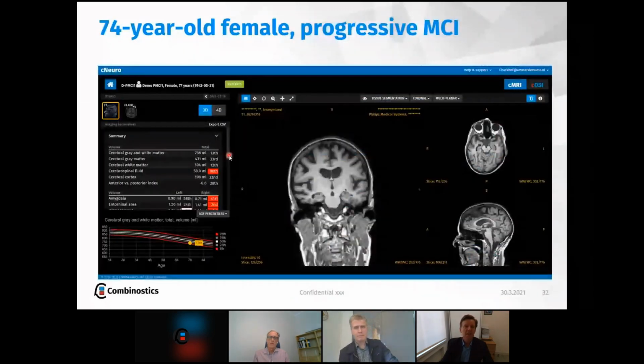And the last case I'd like to show is an ADNI case, which was a progressive MCI case in the ADNI study, who came in with some hippocampal atrophy, as you can see, more on the right than on the left, but also some opening of the Sylvian fissure here and some atrophy of the temporal lobe. And here you can see that the brain volume is actually not too bad, the 13th percentile.